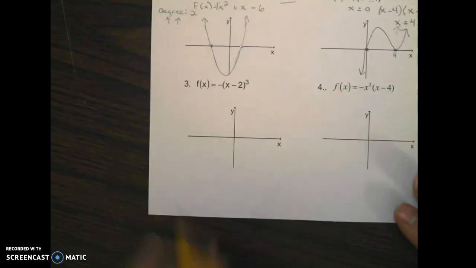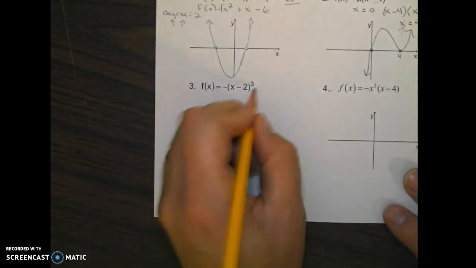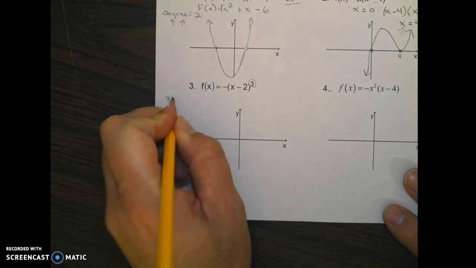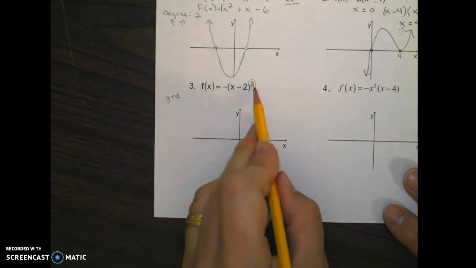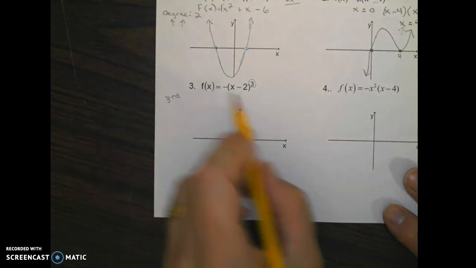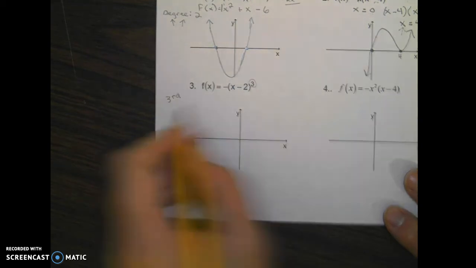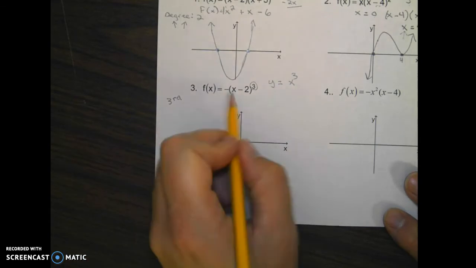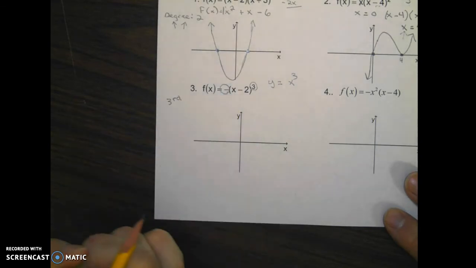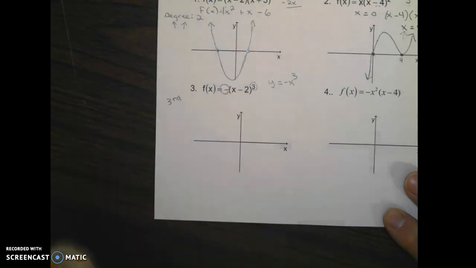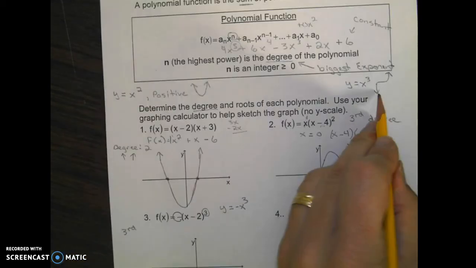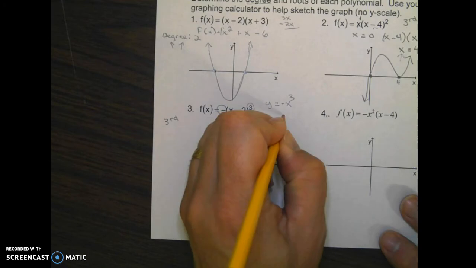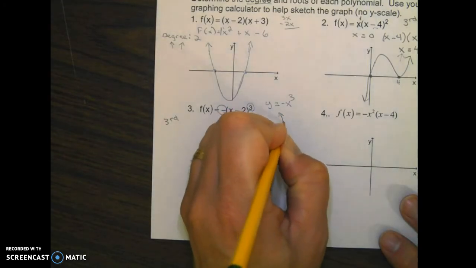Okay, let's take a look at number 3. This time we have a third degree. And so since it's a third degree, we're going to go to the parent function, which is y equals x cubed. Now notice the leading coefficient is negative. So when you have a negative, instead of going down on the left and up on the right, we're going to go up on the left and down on the right.